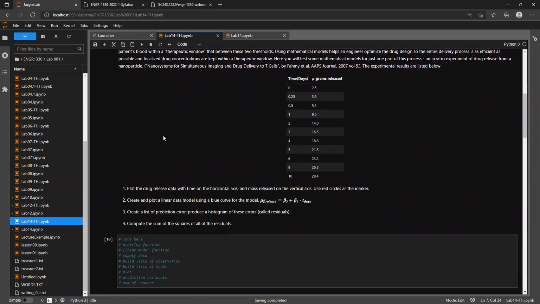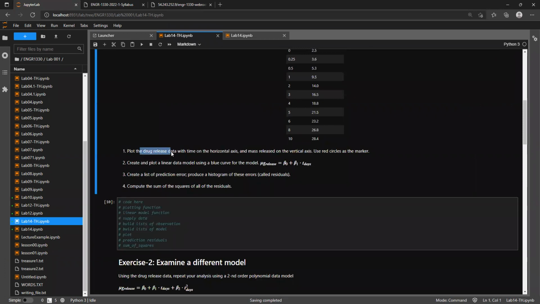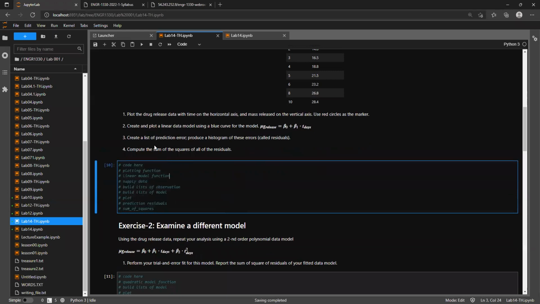Modeling by trial and error. This is going to be plot things in, use the following formula, create a list predicting your error, and compute the sum of the squares for your residuals. You've got your scaffolding for what you need to do. Your plotting, linear model, build the list of observations, build the list of the model, actually plot it, and get the sum of the squares. Do you guys know what I mean by sum of squares? I'm assuming that's what was in the lesson today.